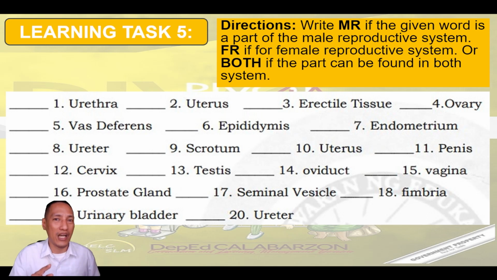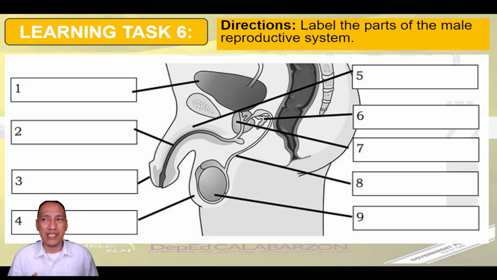BOTH. So, kaya nyo yan because I know naintindihan nyo yung ating discussion. Pero dun sa part na pang female reproductive system, kung kailangan nyo pa ng tulong, just go ahead and watch the video for female reproductive system. We now go to learning task 6. Directions, label the parts of the male reproductive system. And since ito naman ay galing sa pivot module, iba ang ginamit natin sa discussion kanina, baka magkaroon ng kalituhan.